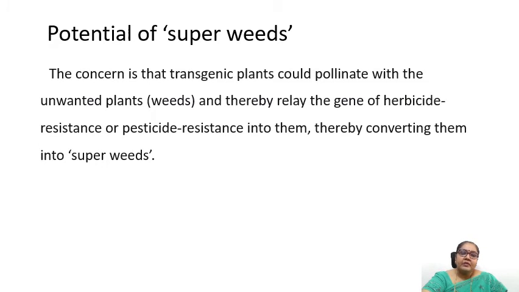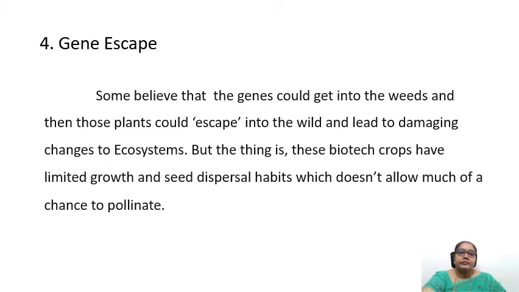Something called super weeds. We all know how unwanted plants or weeds create a lot of problems. The concern here is that transgenic plants could pollinate with unwanted plants, that is, the weeds we are talking about. They would pollinate with the transgenic plants and thereby acquire the gene for herbicide or pesticide resistance, converting them into super weeds. So it's not just the normal weeds that we have, we will have super weeds.